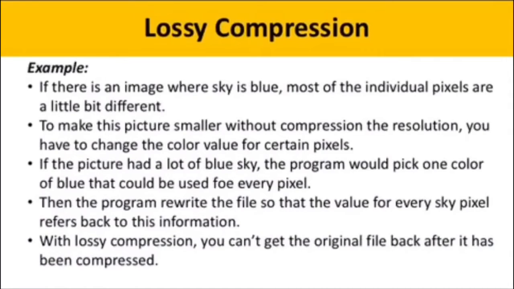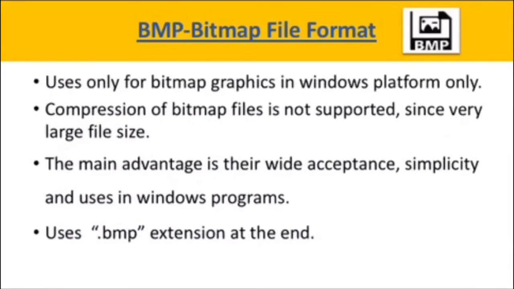If there is an image where the sky is blue, most of the individual pixels are a little bit different. To make this picture smaller without changing the resolution, you have to change the color value for certain pixels. If the picture had a lot of blue sky, the program would pick one color of blue that could be used for every pixel. Then the program rewrites the file so that the value for every sky pixel refers back to this information. With lossy compression, you can't get the original file back after it has been compressed.